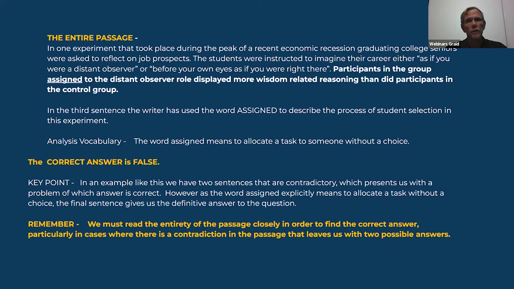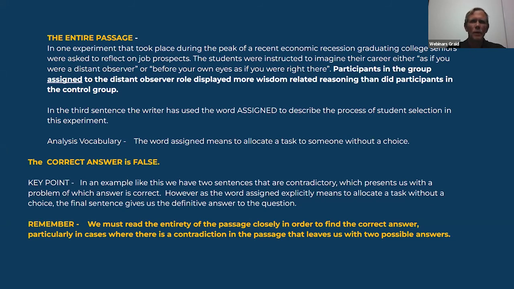Now, I give you this example to show you how difficult some IELTS questions can be, deliberately so. They would like you to be confused. So in an example like this, we really have two sentences that are contradictory, which presents us with a problem of which answer is correct.